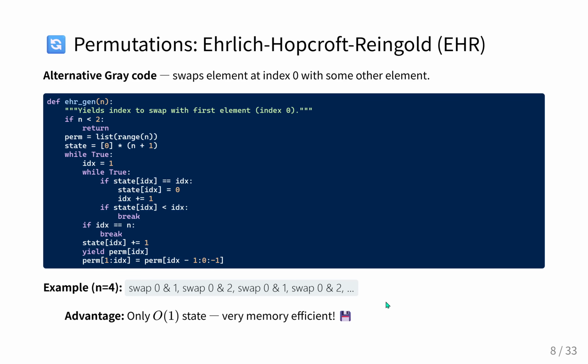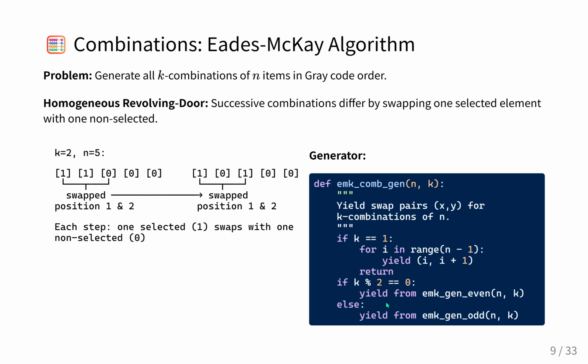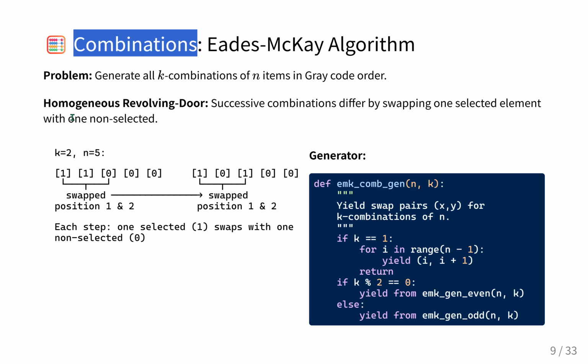The presentation details the Eads-McKay algorithm for combinations, which is also famously known as the homogeneous revolving door method. The revolving door, I love that. It's such a great visual metaphor for this. It perfectly describes the physical mechanism of the math, because a combination differs from a permutation in that the order doesn't matter. You're just selecting a specific subset from a larger group.